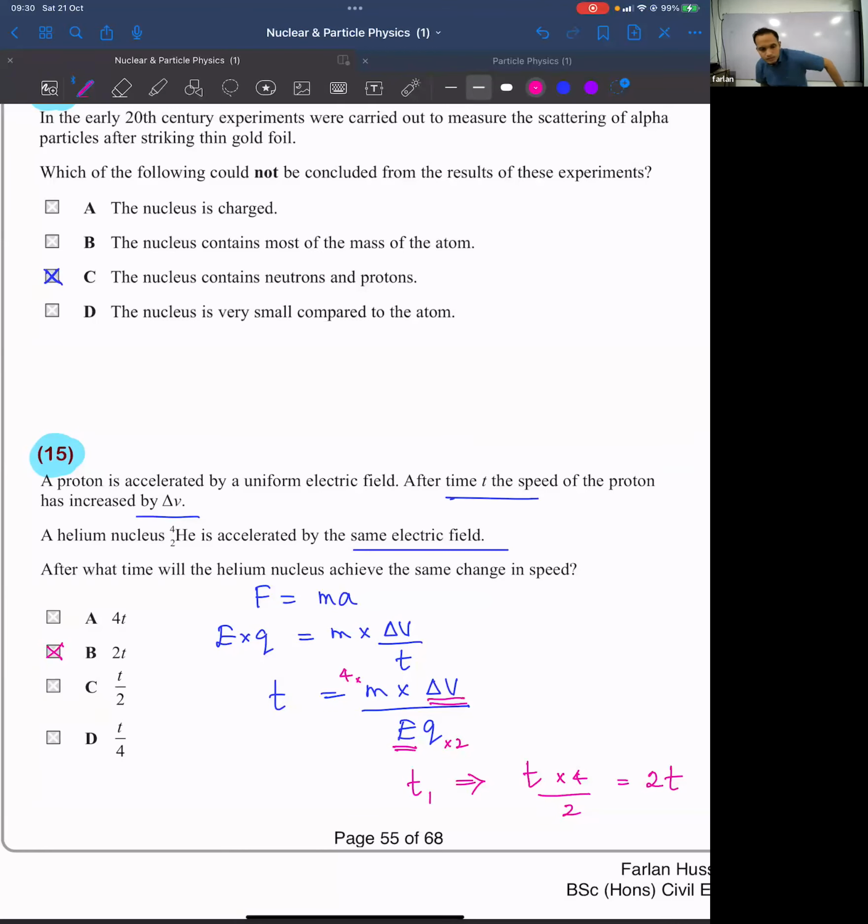How do you get T into 4? Because the mass is 4 times. The time taken is directly proportional to the mass and inversely proportional to the charge. So if the mass is 4 times, the time taken will be 4 times. If the charge is 2 times, the time taken will be half. There are 2 effects here. It's becoming 4 times due to the change in mass, half due to the change in charge. So it's 4 into half, which is 2. Any questions?